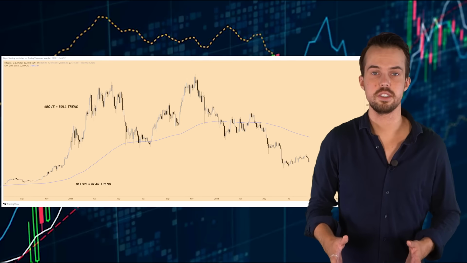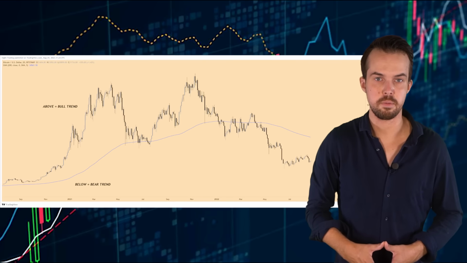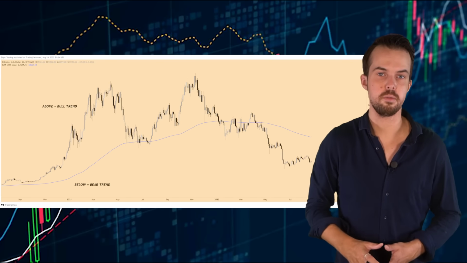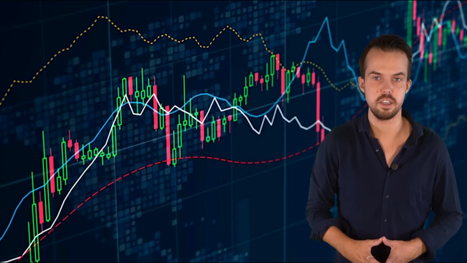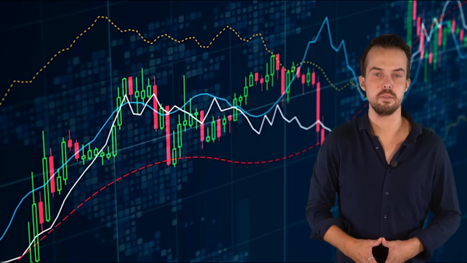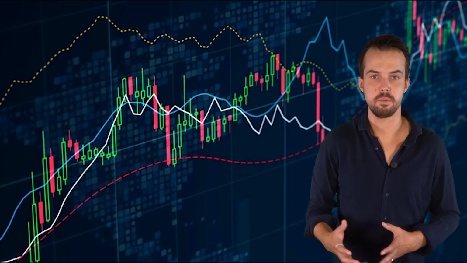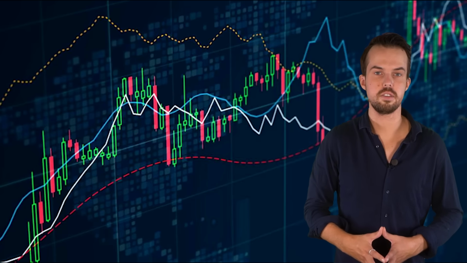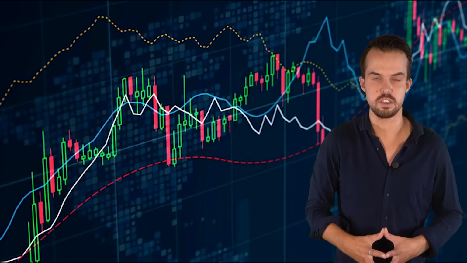Here behind me you can see an example of the 200-day EMA in the price of Bitcoin. One rule of thumb may be that when the price is above the EMA, you are in a bull trend and the EMA serves as support. If we are below the EMA, we are in a bear trend and the EMA serves as resistance.